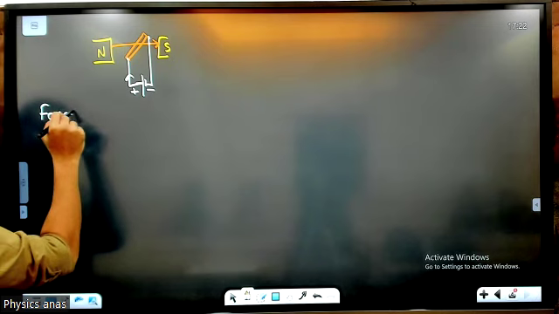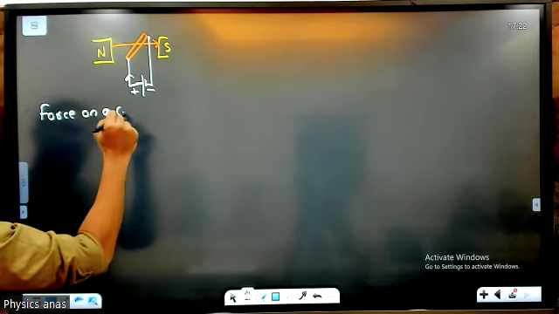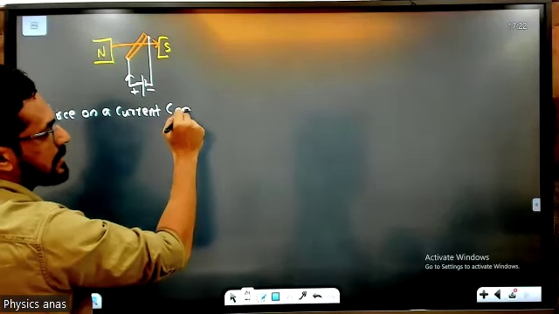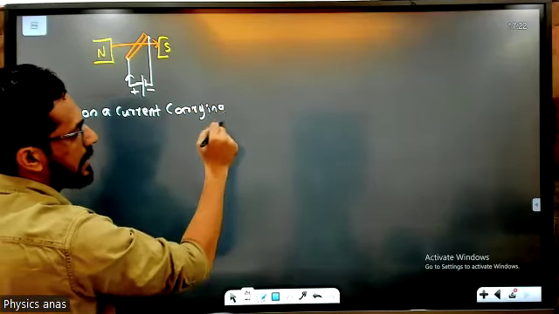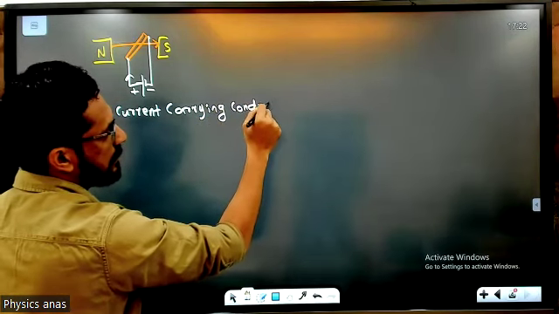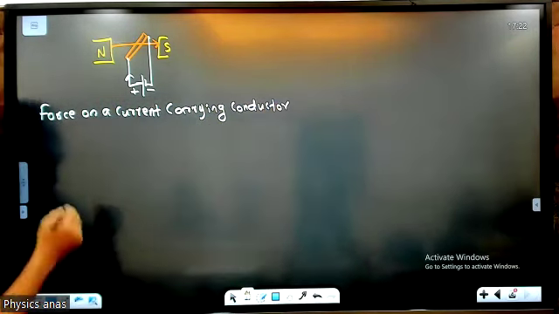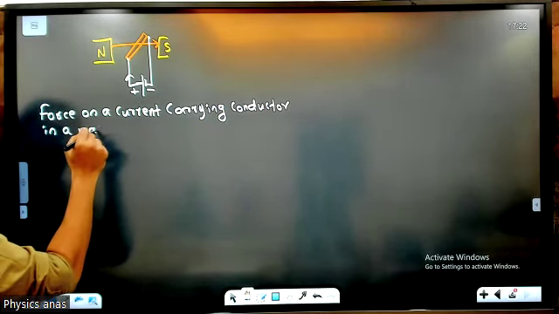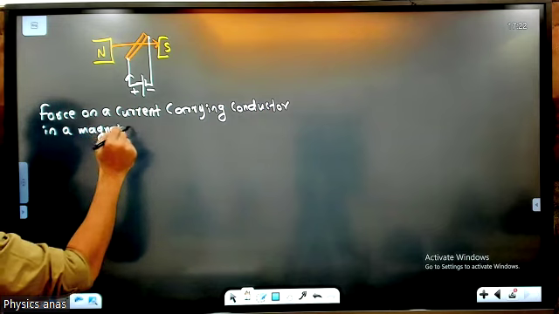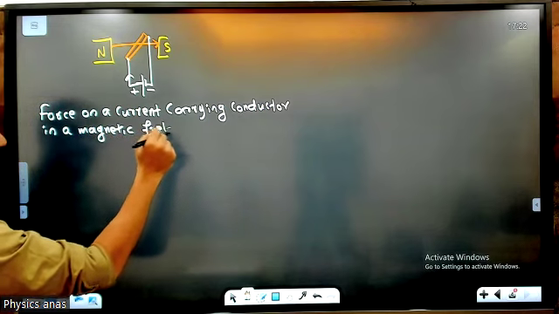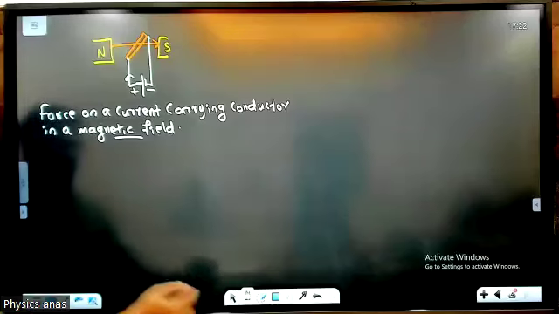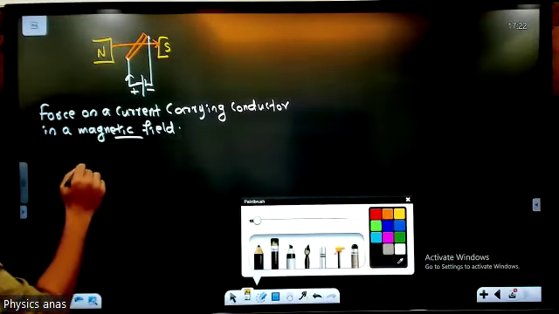Force on a conductor. Not just a conductor, a current carrying conductor. Force on a current carrying conductor in a magnetic field. Did you understand the heading? Okay. I will draw that case here.